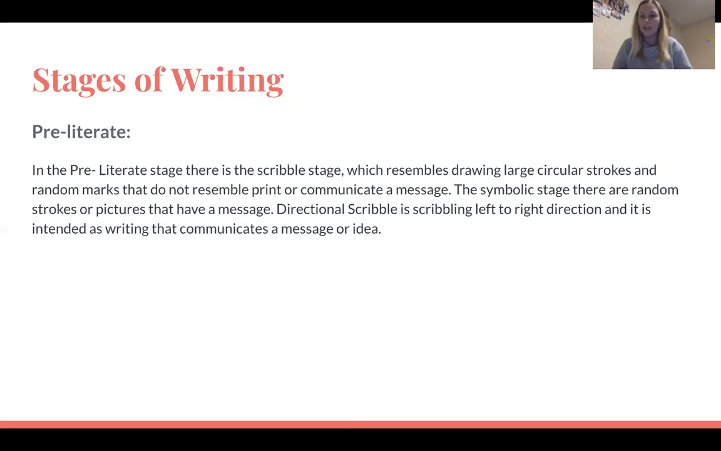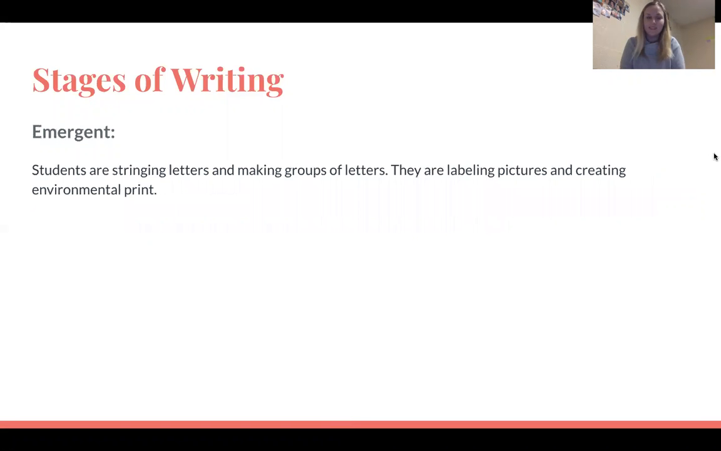There's a couple stages, and within those, I will be looking at your child's writing and trying to decide where they're at, where they should be by the end of the year, where they should be at the beginning of the year, and I'll get to monitor their progress throughout third grade. So the second stage is emergent. Students are stringing letters and making groups of letters, and they're labeling pictures and creating environmental print.